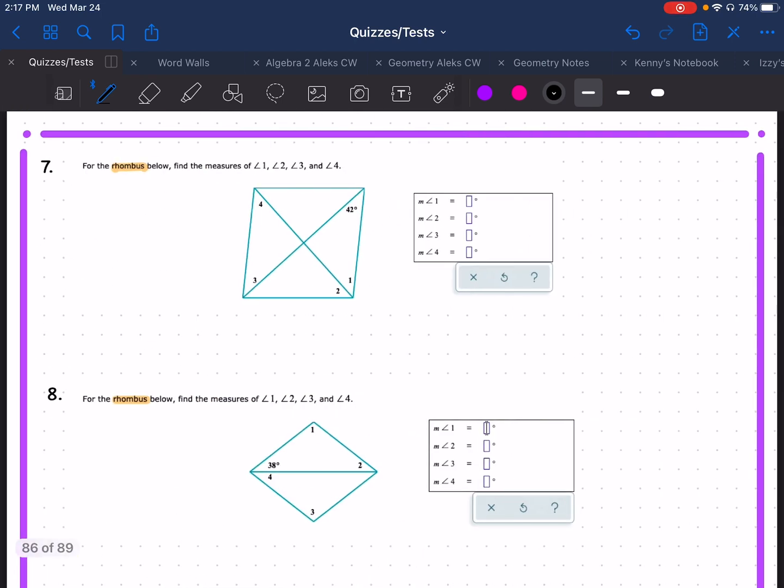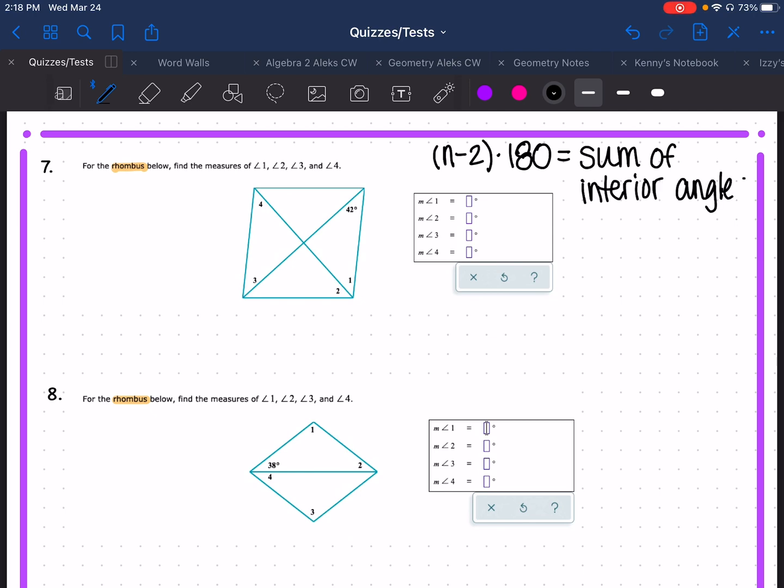All right. Question number 7 and question number 8 are going to ask you about a rhombus. Now remember, you might need to use this formula from the beginning of the review to help you find the sum of the interior angles. So my rhombus has four sides, and 4 minus 2 is 2, times 180 is 360.